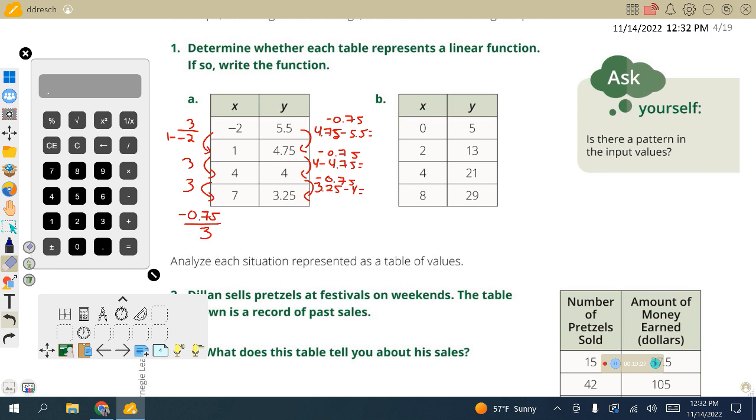Negative 0.7, point... What would you say? 75? Negative 0.75. Come on. Decimal. Oh, I got to put a zero up front. There it goes. What are we dividing by? 3. Do we get a nice number? Yeah, not bad, is it?